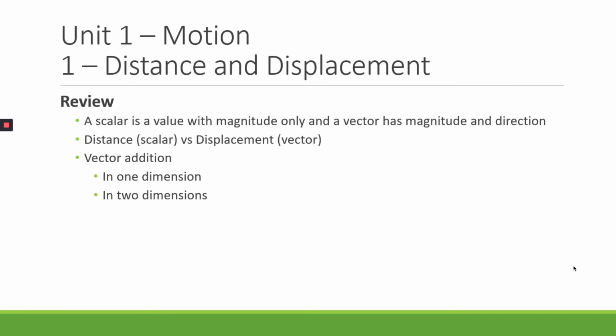All right, let's review. We learned that a scalar is a value with magnitude only, and a vector has magnitude and direction. And the scalar and vector we were talking about today were distance and displacement, which we are going to need to describe motion. Then we did vector addition. We did it in 1 dimension and in 2 dimensions, and you should be able to do both.